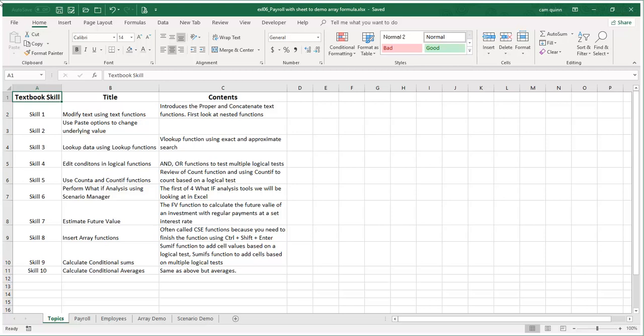Skill number 9 and skill number 10 are SUMIF, AVERAGEIF, SUMIFS, and AVERAGEIFS. And again, we'll be spending a fair amount of time on that. This week's lesson is probably the most difficult lesson in the course.